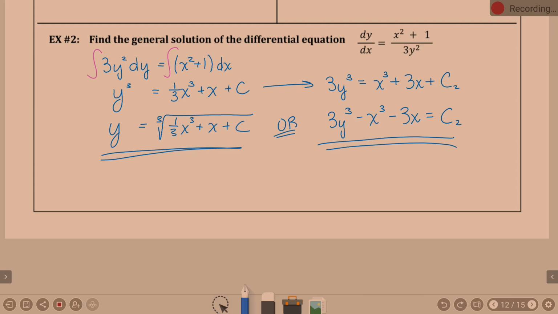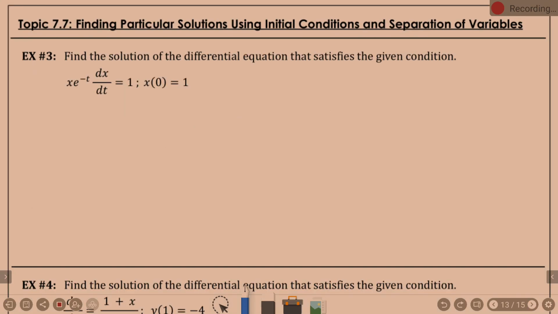Okay. This other page, you're talking about finding a particular solution. Particular solution just means they're giving you an ordered pair here to plug in and find your c value. We're going to start off the same, in that we need to separate our variables and integrate.